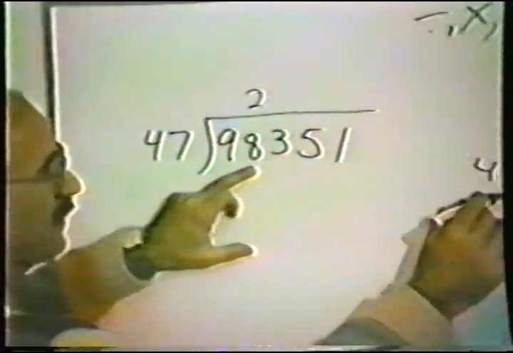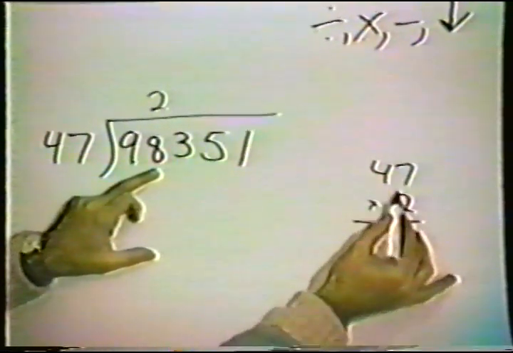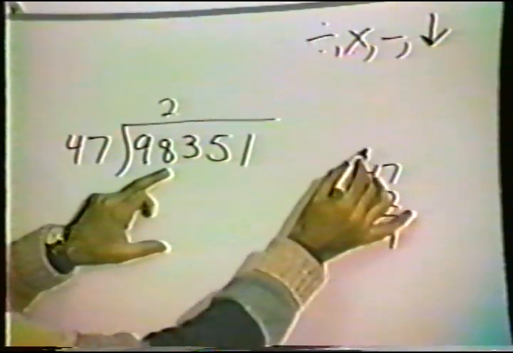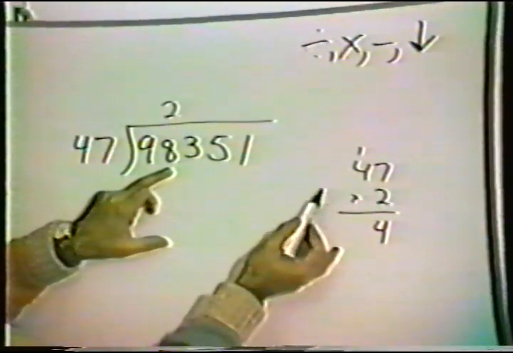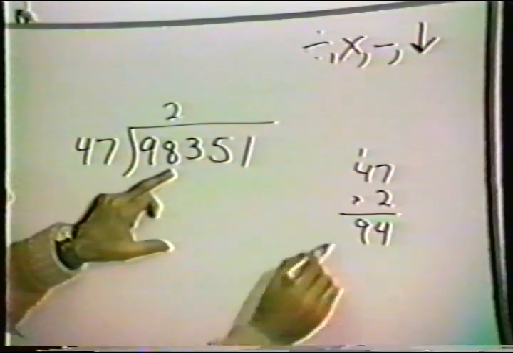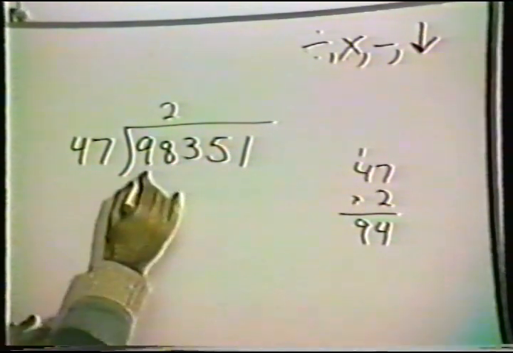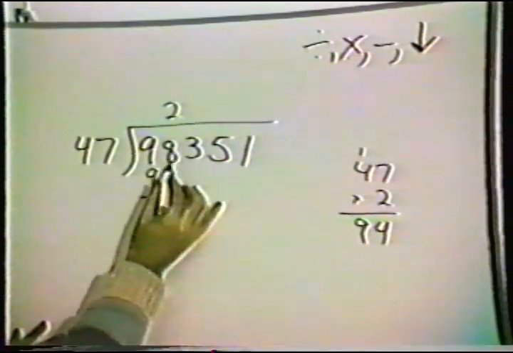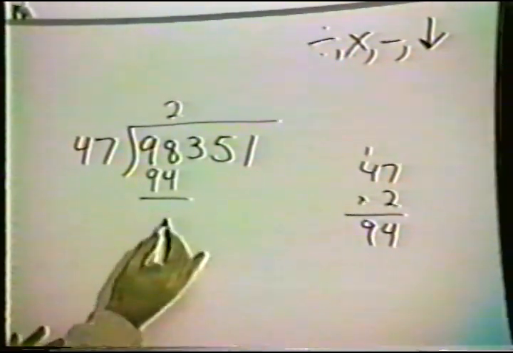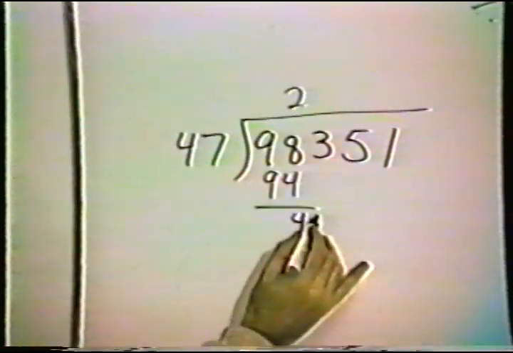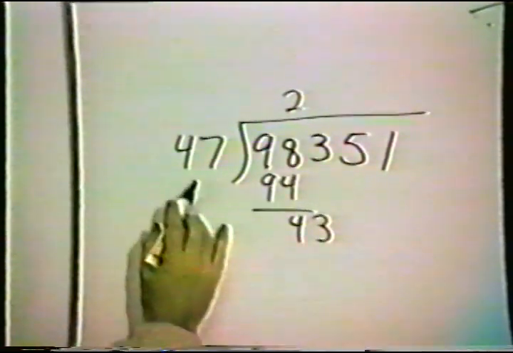47 times 2. 7 times 2 is? 14. Put down the 4, carry the 1. 4 times 2 is? 8. Plus the 1, 9. 94. Good or bad? Good. Okay, 94, subtract. 8 take away 4 is? 4. 9 take away 9 is? 0. Bring down the 3.